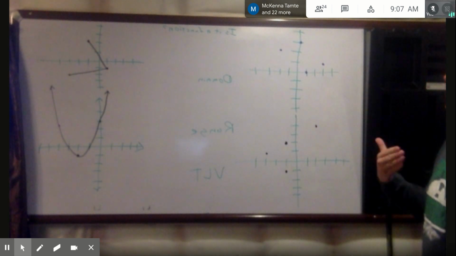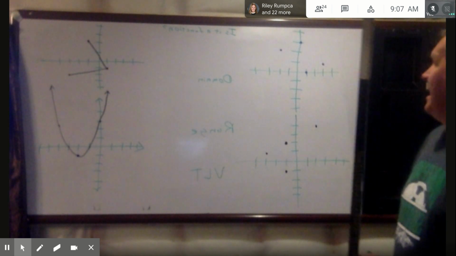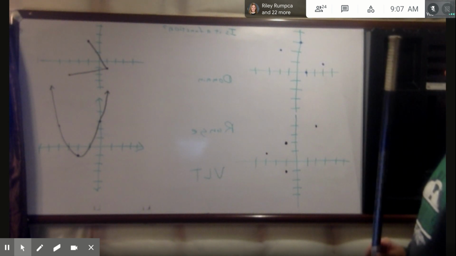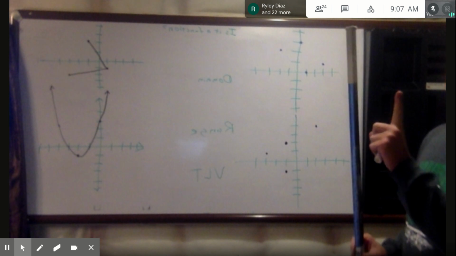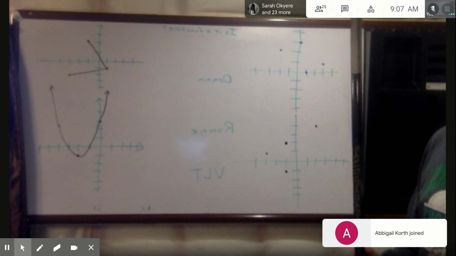So to actually look at a graph, I take my vertical line tester here, which is a hockey stick, and I'm going to run it across the graph. If it only hits the graph in one place at a time, you have a function.